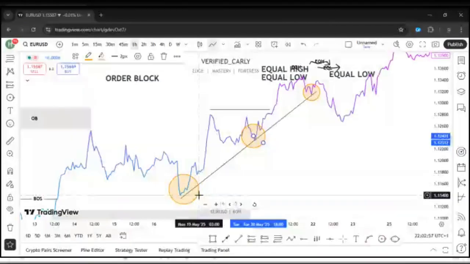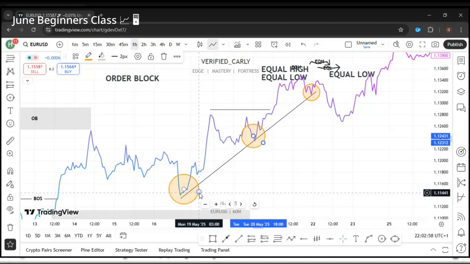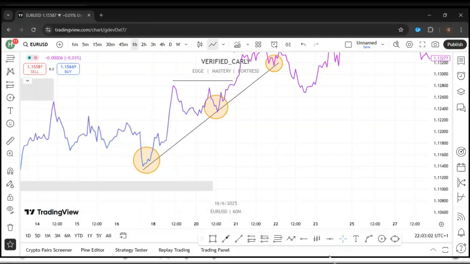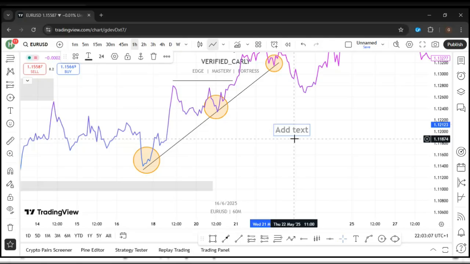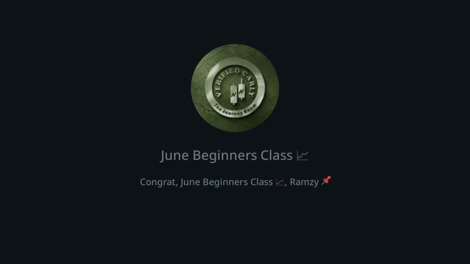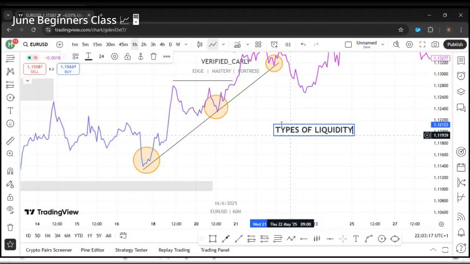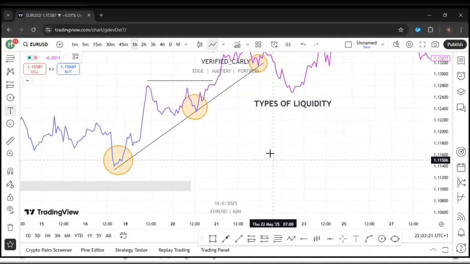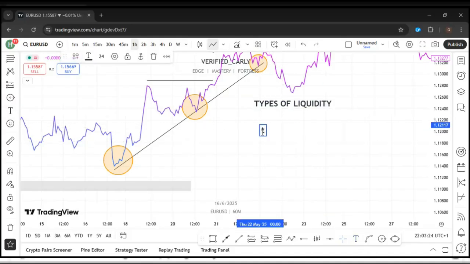Okay, let me write the types of liquidity. So the types of liquidity, right? We have the trend line liquidity. Once you see LQ, it means liquidity, guys. Let me just write it as one example. You guys are seeing it.